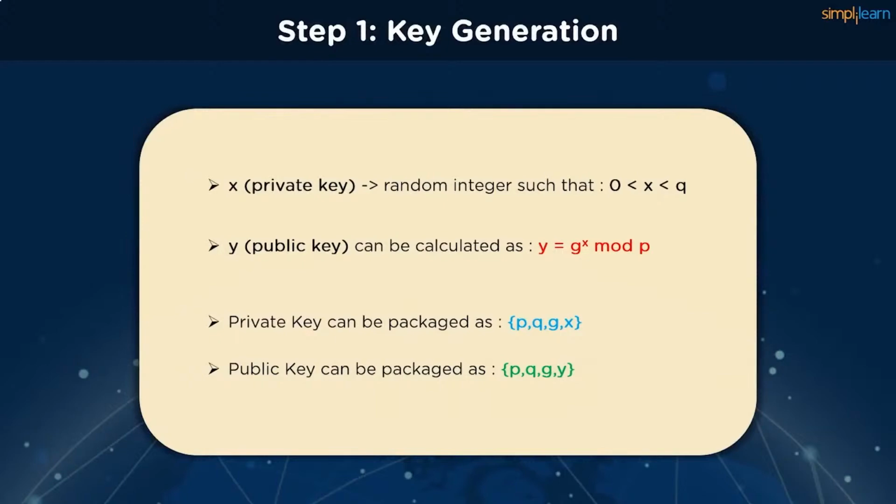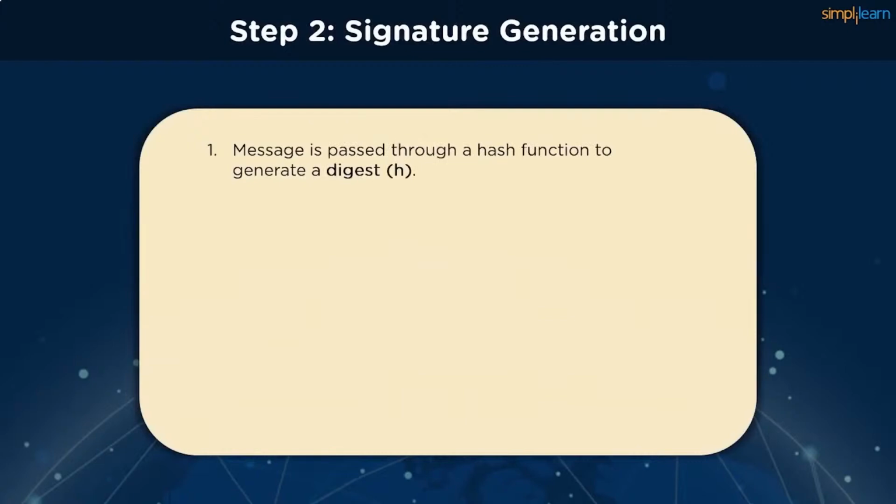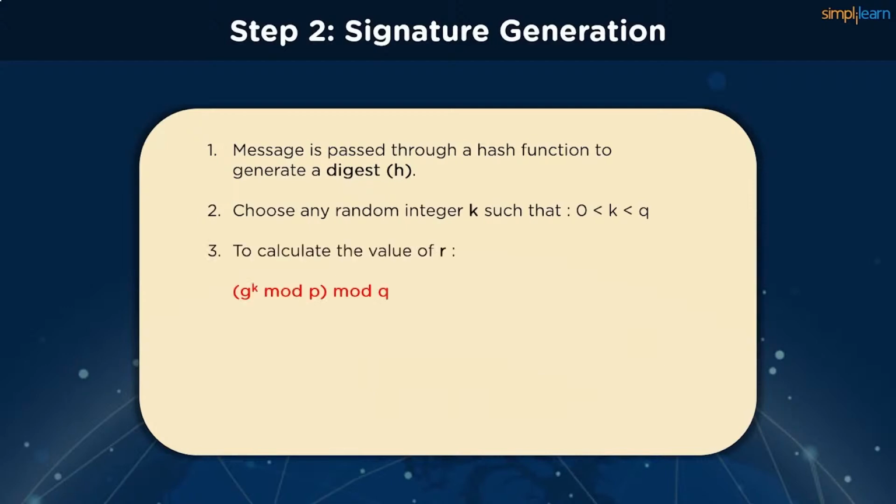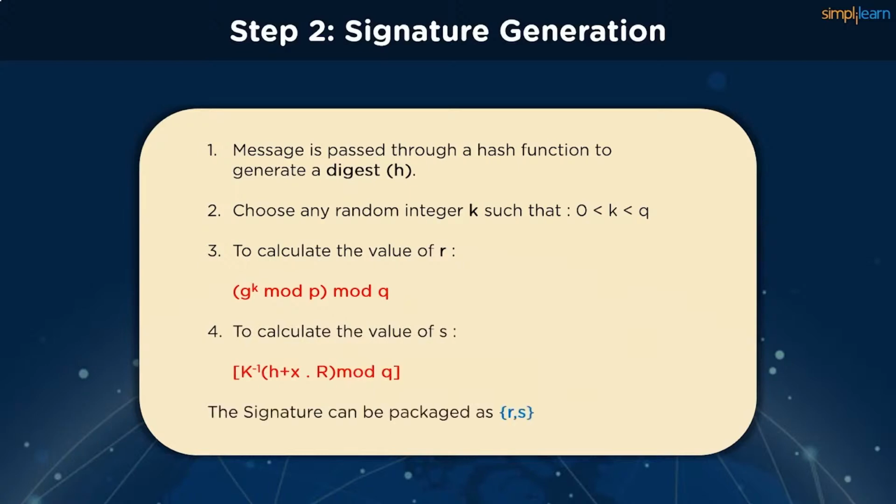Once the keys are generated, we can start generating the signature. The message is passed through a hash function to generate the digest h first. We can choose any random integer k which falls between 0 and q. To calculate the first 160-bit number of the signing function, r, we use the formula g to the power k mod p, then mod q. Similarly, to calculate the value of the second output, that is s, we use the following formula that is shown on the screen. The signature can then be packaged as a bundle having r and s.